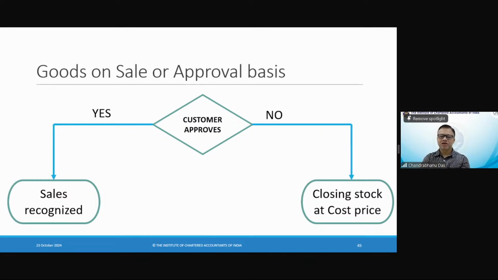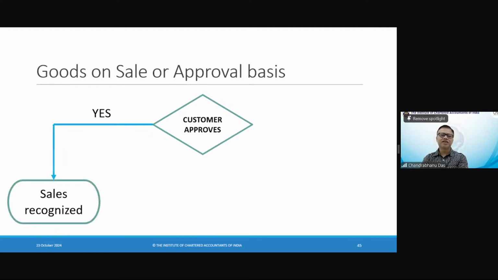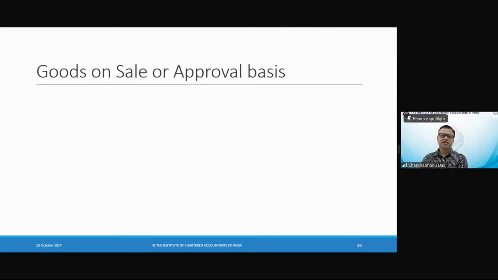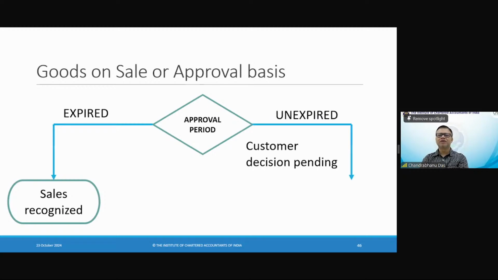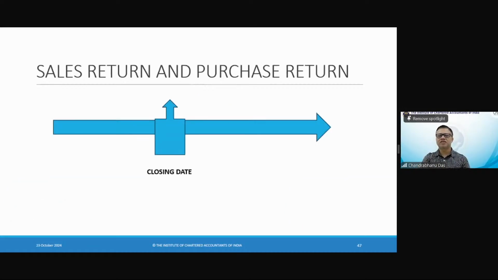The question comes because, very simply, when you are sending goods to a customer for approval, we cannot record it as sales unless it has been approved. If you do record it, you have to remove it, because if we assume the customer will approve it, then yes, sales is recognized. But sometimes the customer may not approve it, and at that time you have to record it as closing stock at cost price. Moreover, if the approval period has expired, you can recognize the sales. But if it is unexpired and the customer decision is pending, then the stock is with the customer, but you have to record it at cost price. Think of it as cost price.